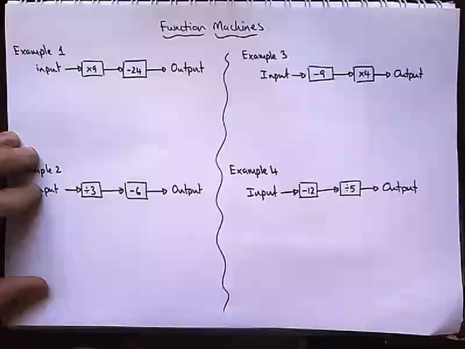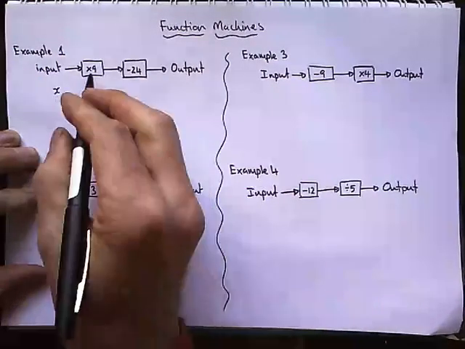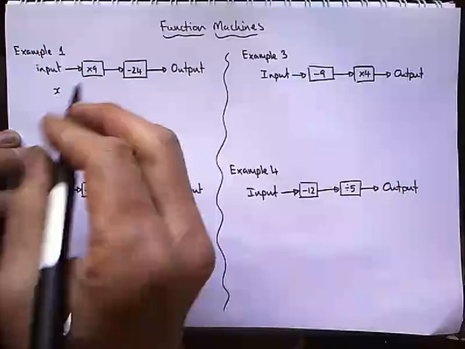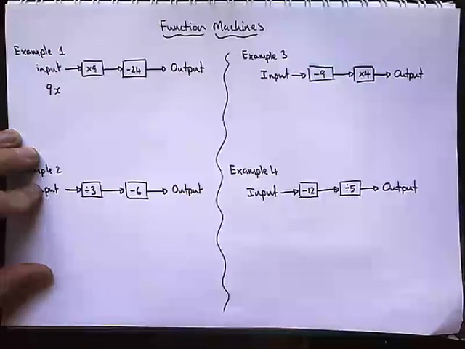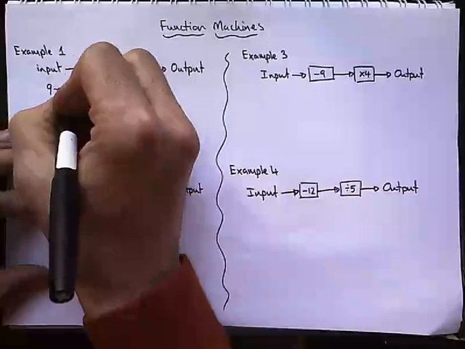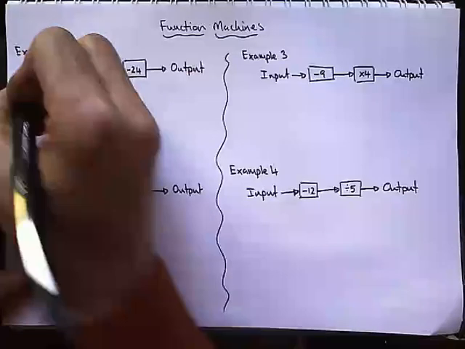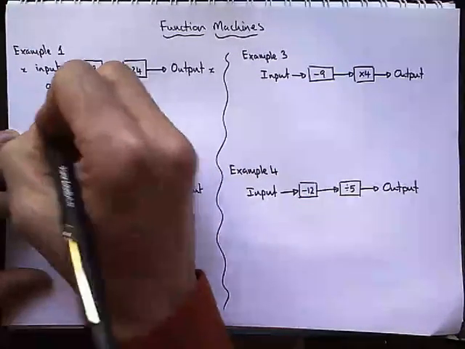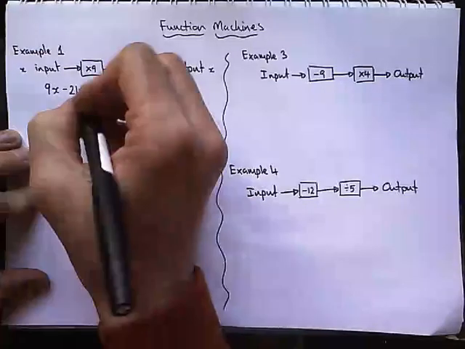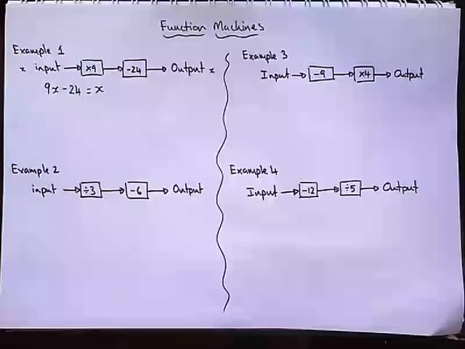Now, if my input was x, I would then multiply it by 9, and when we multiply by 9, we put the 9 in front, so it's 9x, 9 lots of x. Then I'm going to take away 24. And if my input was x, my output must be x. So therefore, whatever I do to this is going to be equal to x. Now I have an equation which I need to solve.